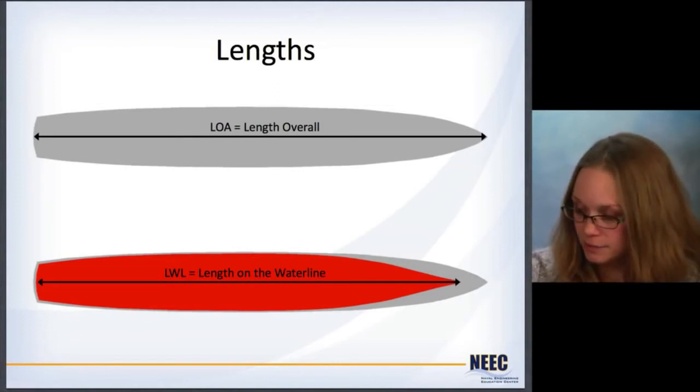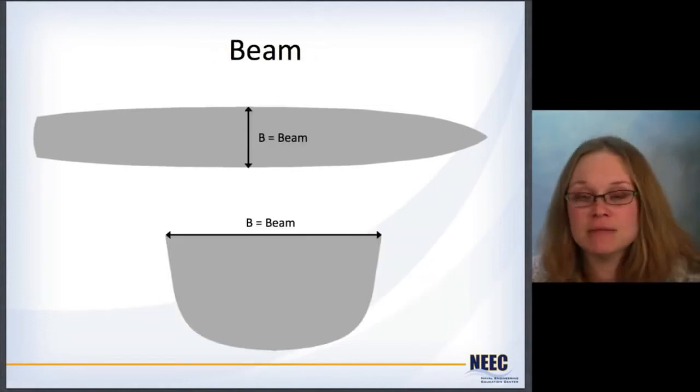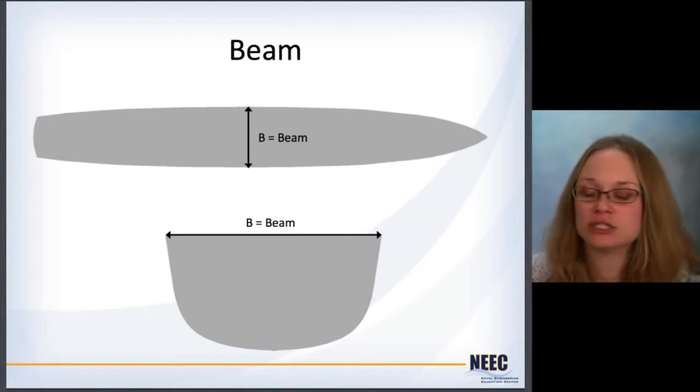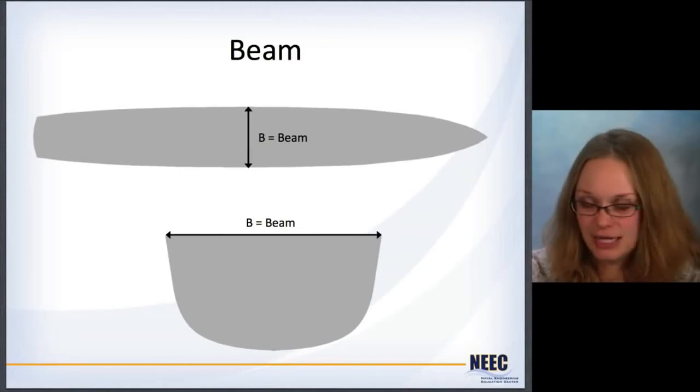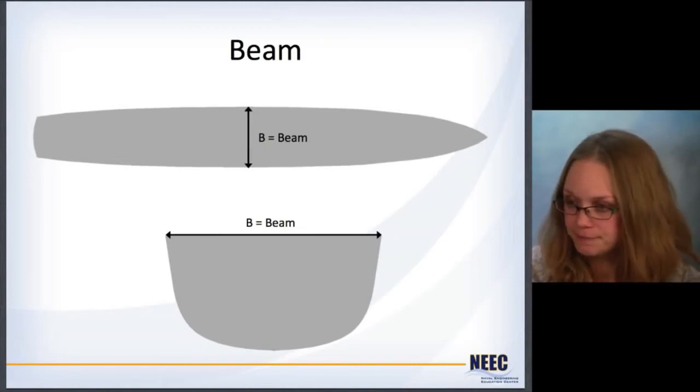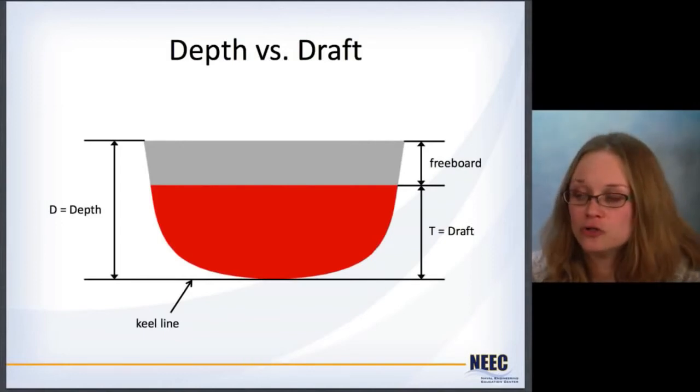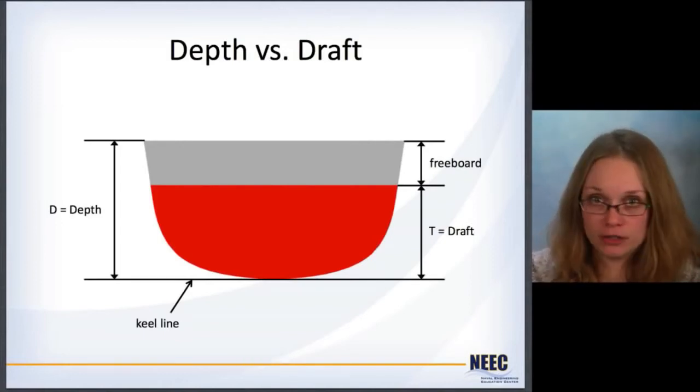Okay. Beam is the width of the ship. It is almost always just the maximum beam, which is almost always at midships. So here's an example of what that means in terms of some of the slices of the hull that we've already seen.